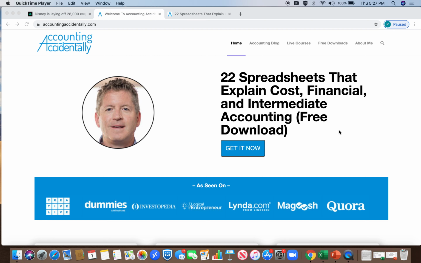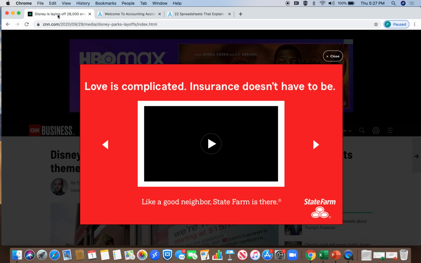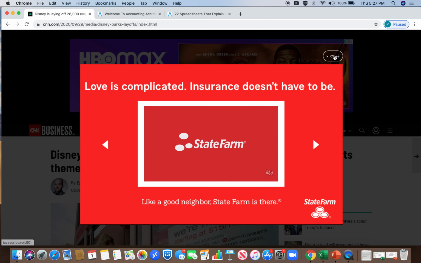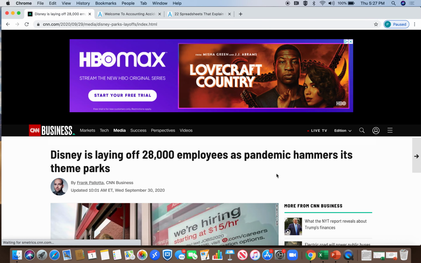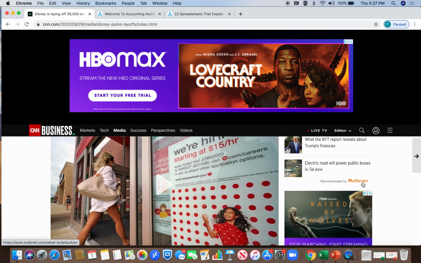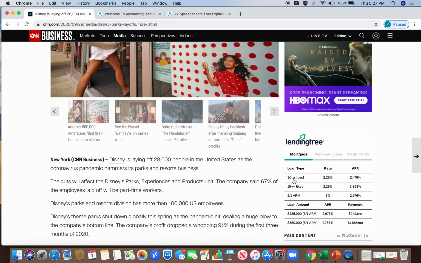Unfortunately, I wanted to talk about a big issue that came up. I'm going to close out of this. Disney is laying off 28,000 employees due to the pandemic, hammering the theme parks. Now, if you scroll down, what you'll see is that they're laying off 28,000 people, very sad, at the Disney Parks Experience and Products unit.